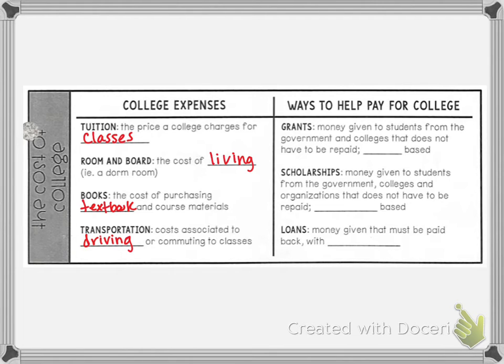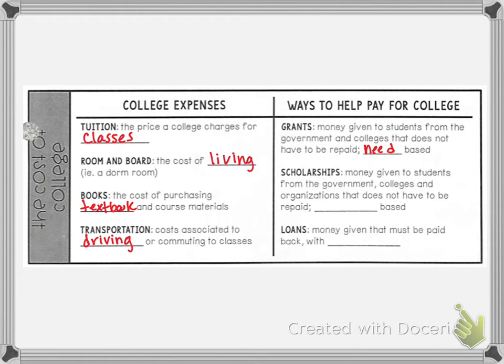Okay, ways to help pay for college. So we have grants. That money is given to students from the government, whether it's the federal government or the state government, and the colleges. You don't have to repay those grants. And these are based on need. So that means if your parents don't make that much money for the amount of people that live in your house, then you might get a grant and you don't have to pay that money back.